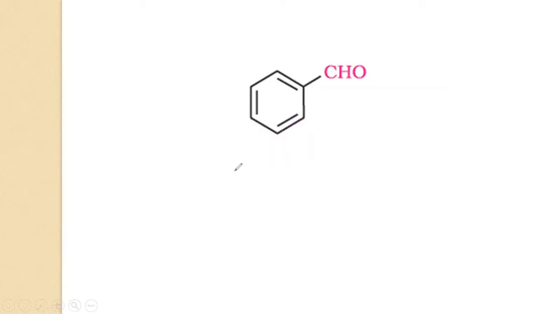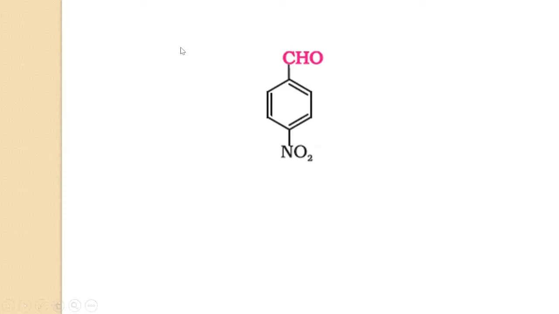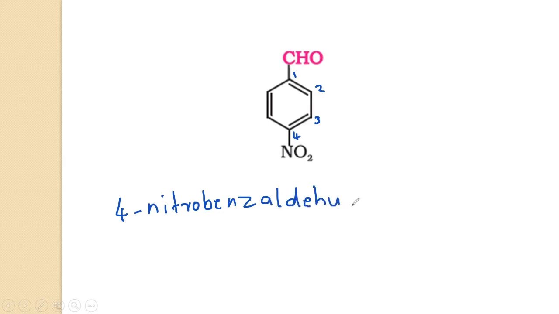This is benzaldehyde. It is also called benzene carbaldehyde, but more commonly known as benzaldehyde. This is a substituted benzaldehyde. So we start numbering from the CHO carbon. At the 4th position, we have a nitro group. So we call this 4-nitrobenzaldehyde.